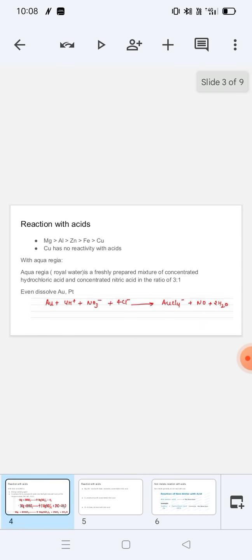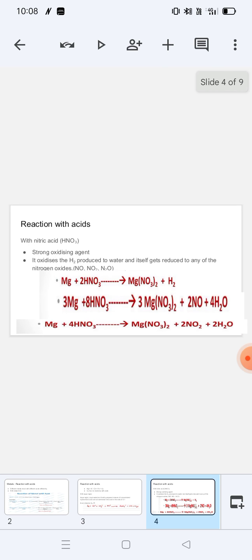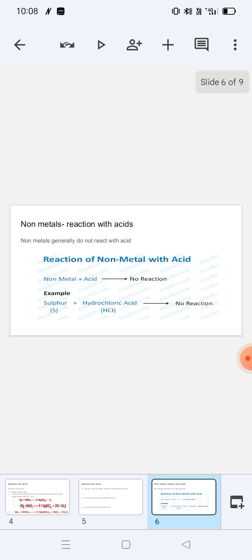I repeat, the general equation for reaction with acid is: when metal reacts with acid, it forms metal salt plus hydrogen gas. Okay, and what happens when non-metals react with acid? Generally non-metals don't react with acid, so no reaction takes place. So very easy to remember.